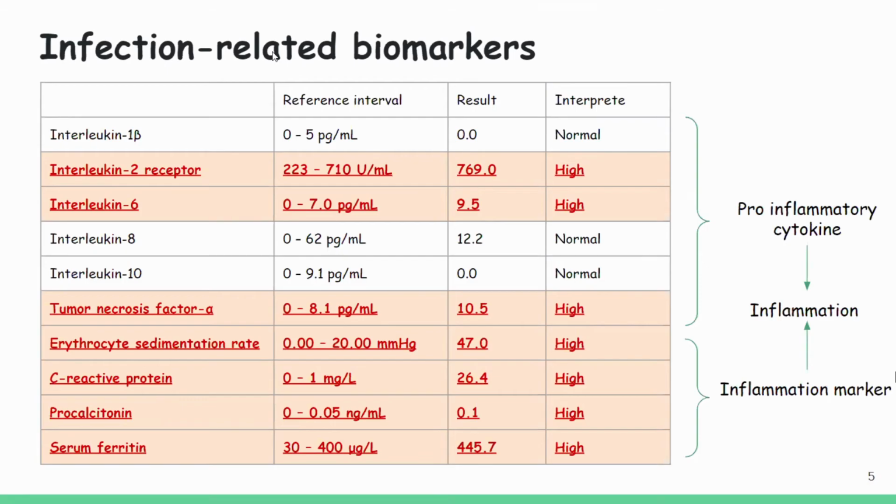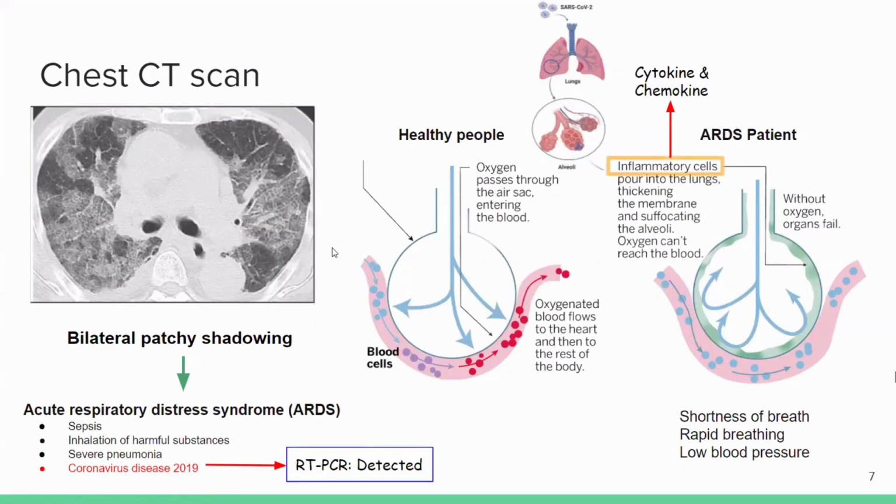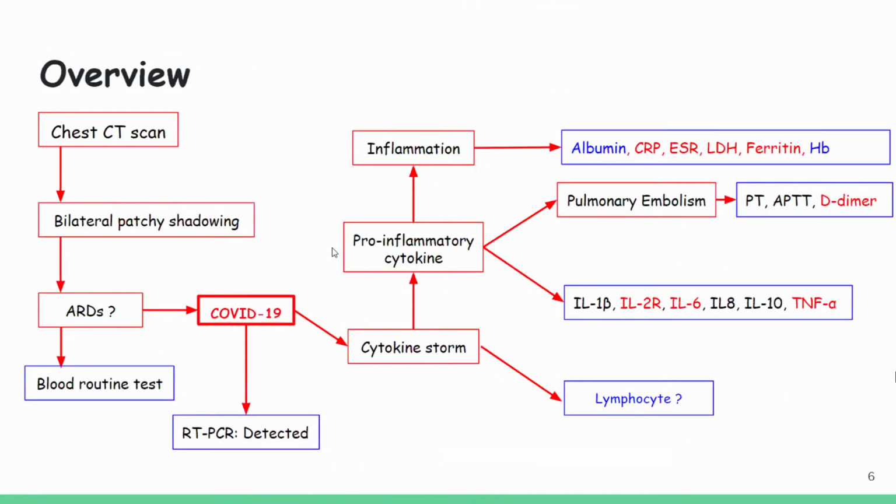BUN, creatinine. Okay, what happened? BUN and creatinine in this patient are normal. What does that mean? No pathogenesis at the kidney. Okay, so maybe it's not lupus nephritis, right? No complication at the kidney. What else?